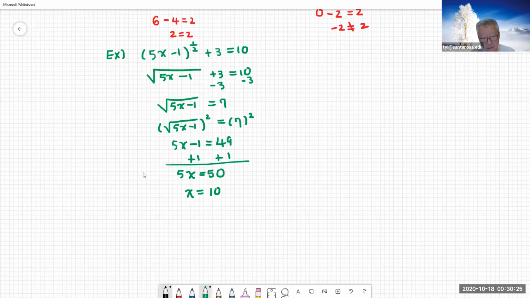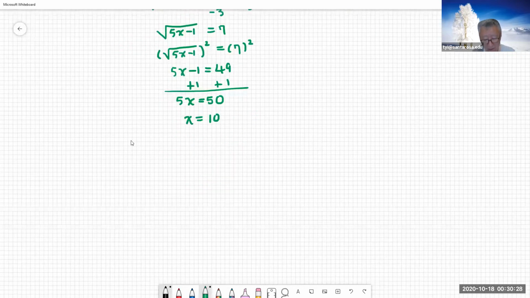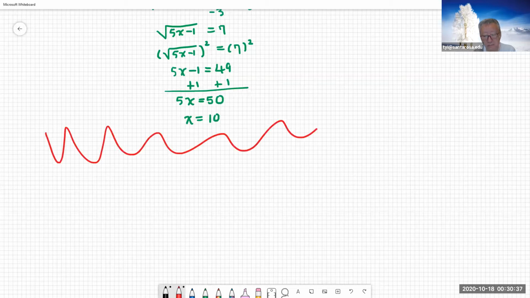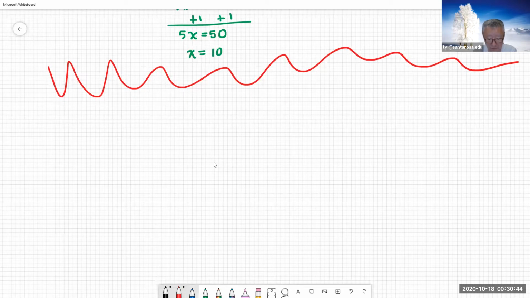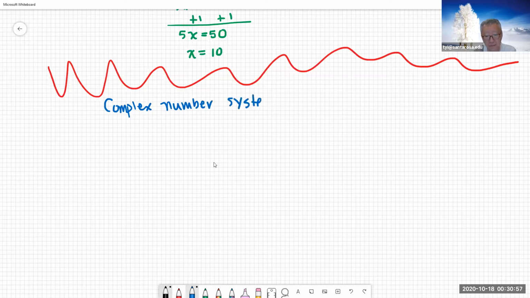Now, I've been saying that you cannot have any negative numbers in the square root. So we're going to talk about something called the imaginary number, or the complex number system. Let me just look at the complex number system. What we are trying to do here is figure out what happens if you have a negative inside the square root. How are you going to take care of that?